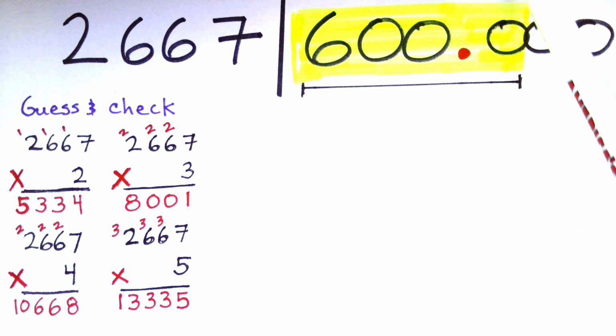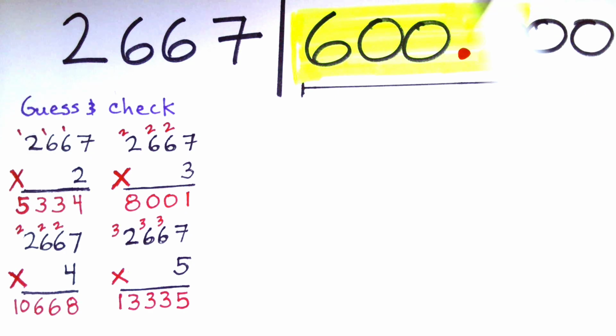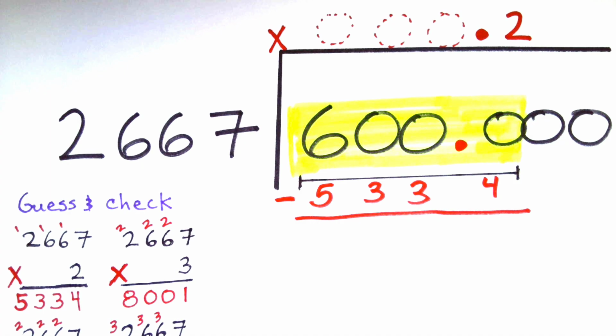So what am I going to put right above this 0, above that divisor bar? You tell me, what am I going to do? All right, you said put a 2 right above that 0 at the end of 6,000, right? Because 2 times 2,667 is 5,334. I have a problem here.